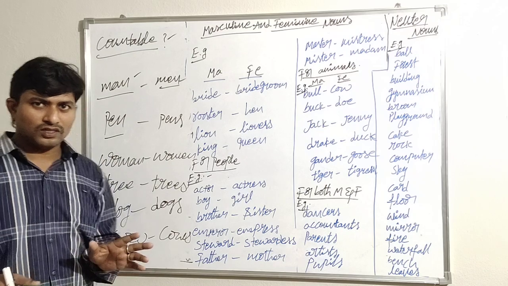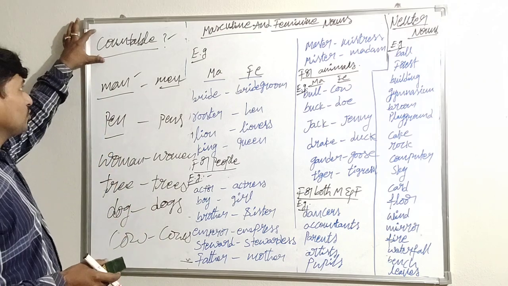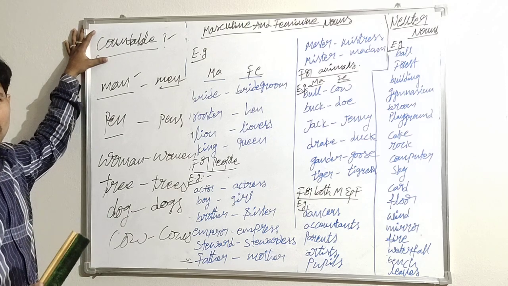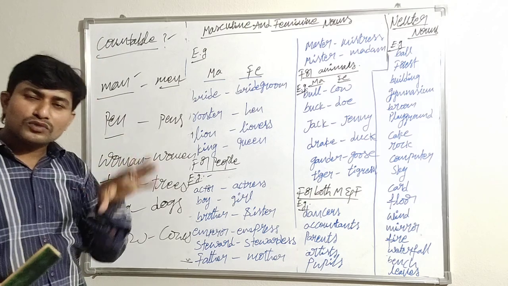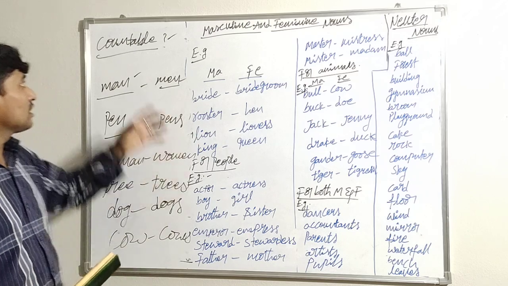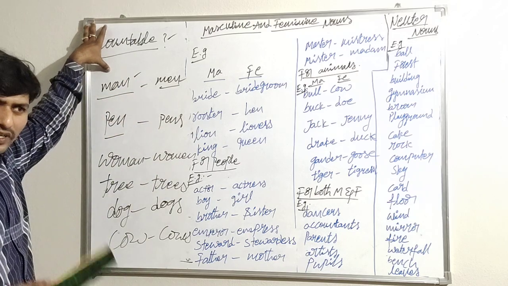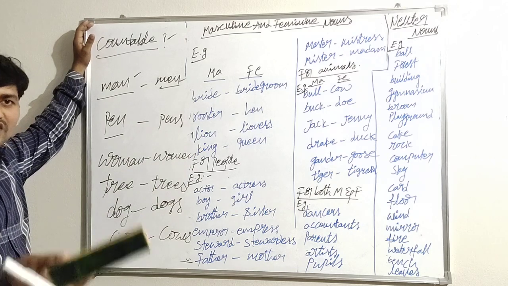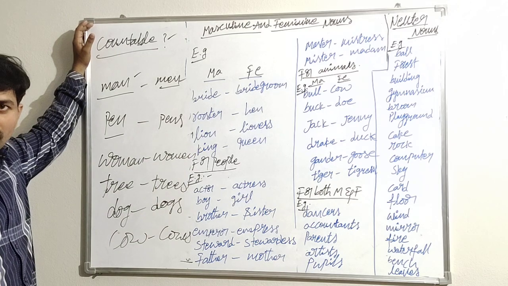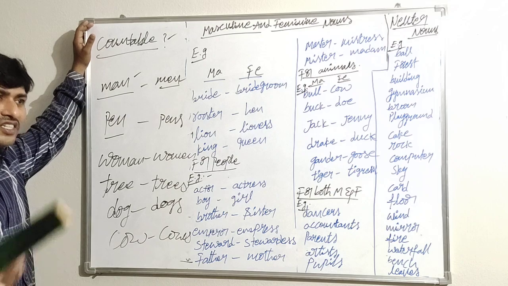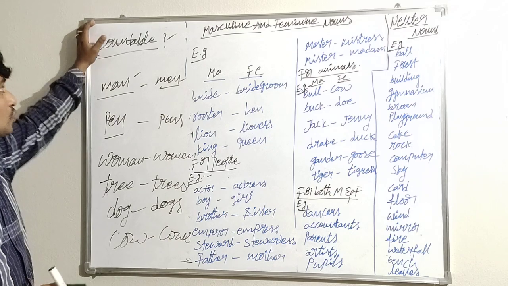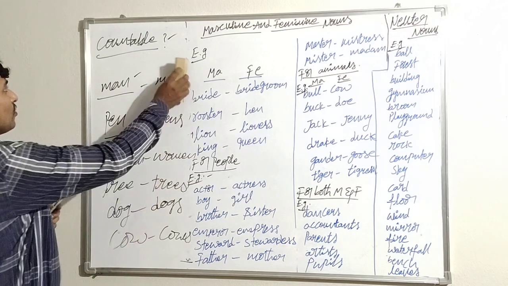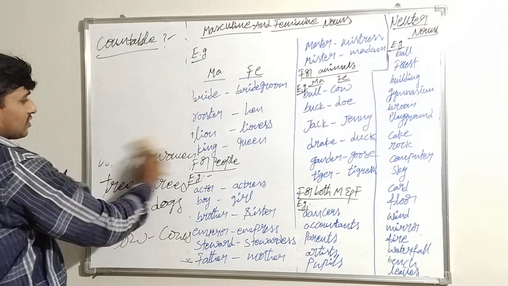Have you understood what I said now? So, what is countable? What we are able to count. What we are able to count is called countable nouns. How many people are there? How many things are there? How many trees are there? This is called countable. Have you understood? Yes.